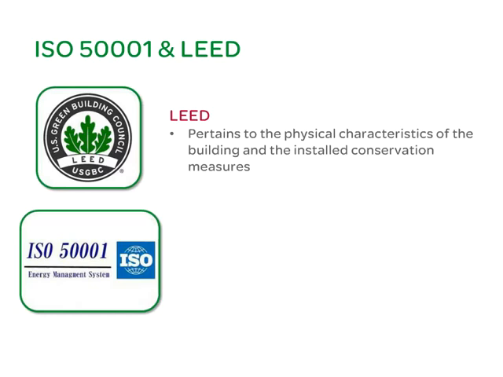Developed by the U.S. Green Building Council, LEED pertains to the physical characteristics of the building and the installed conservation measures. LEED addresses things like an installation's R value, the efficiency of your boiler, whether your windows face north or south, and what sort of window coverings you might need as a result to conserve energy.